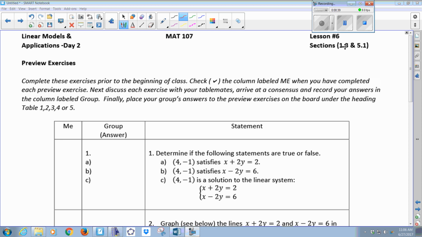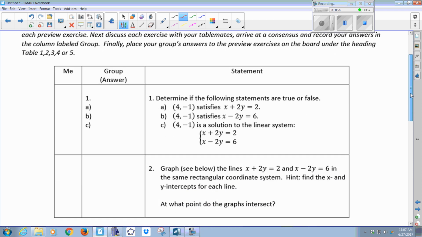This section involves some more of the problems and material from section 1.3, but it also introduces us to some material from section 5.1. So again, as usual, I hope you've had a chance to look over some of these preview activities and try them, and now we'll take a look at them together.